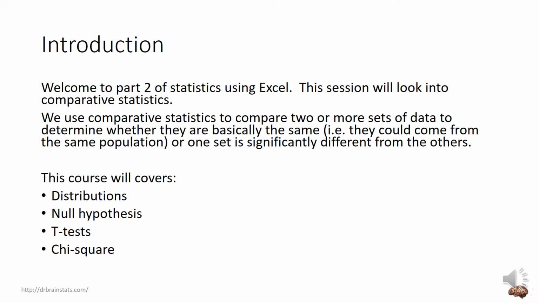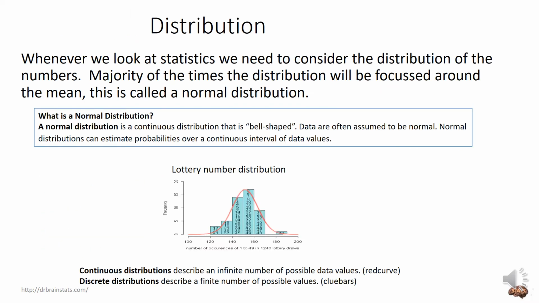In this course we'll cover distributions, null hypothesis, t-test, and chi-square. So first of all, we'll jump straight into distributions. Whenever we look at statistics, we need to consider the distribution of the numbers. Majority of times, the distribution will be focused around the mean. This is called a normal distribution. So what is a normal distribution? A normal distribution is a continuous distribution that is bell-shaped, as seen in the picture on the slide.